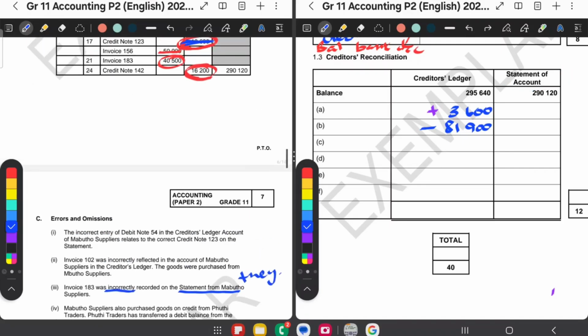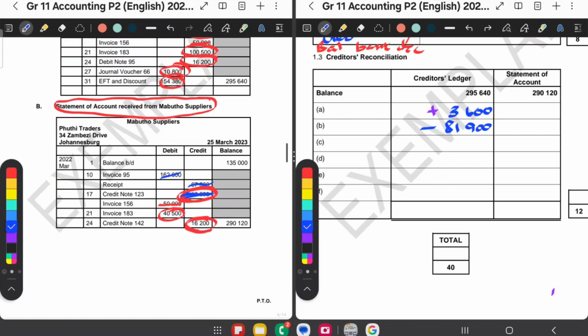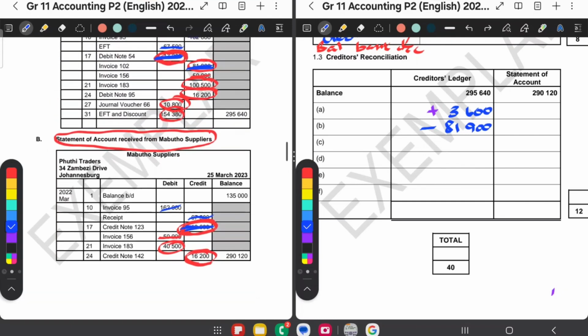Invoice number 183. Let's go look. Invoice number 183. Where do you see that? There's invoice number 183. We have 100,500. They have invoice number 183. They have 40,500. We are right. They are wrong.